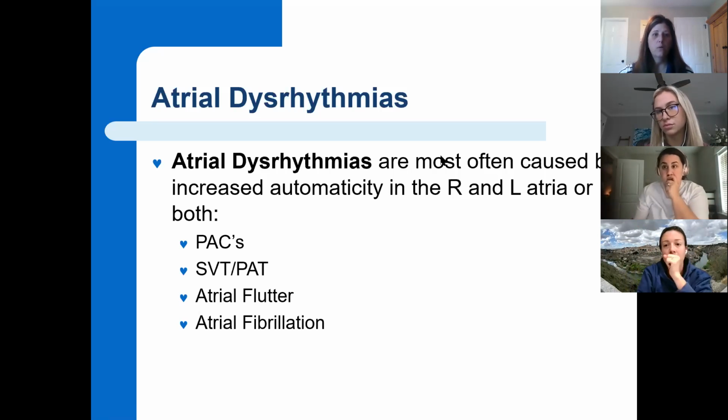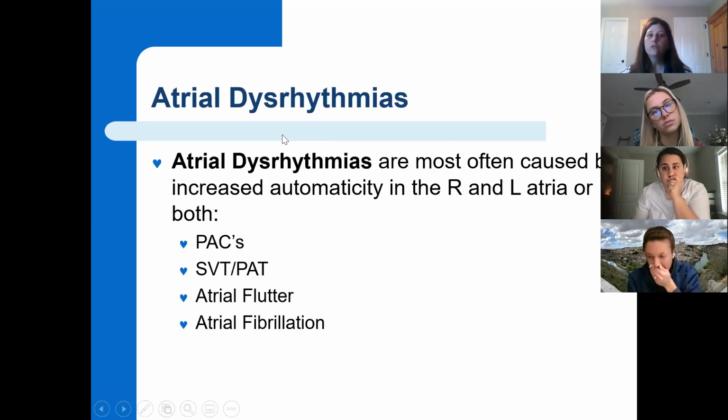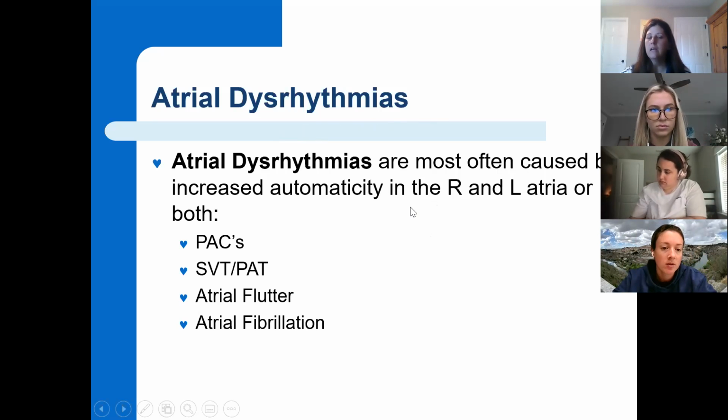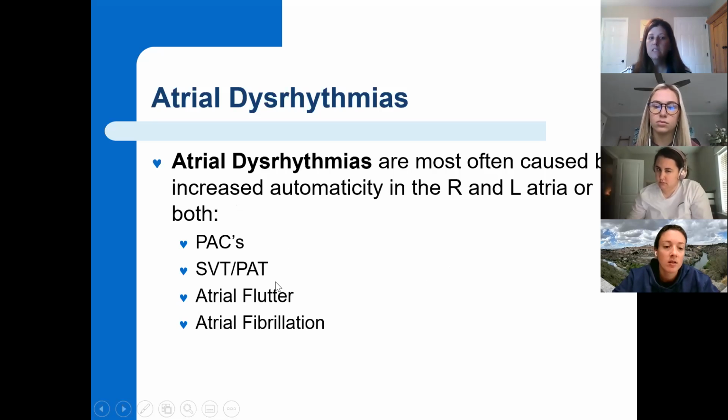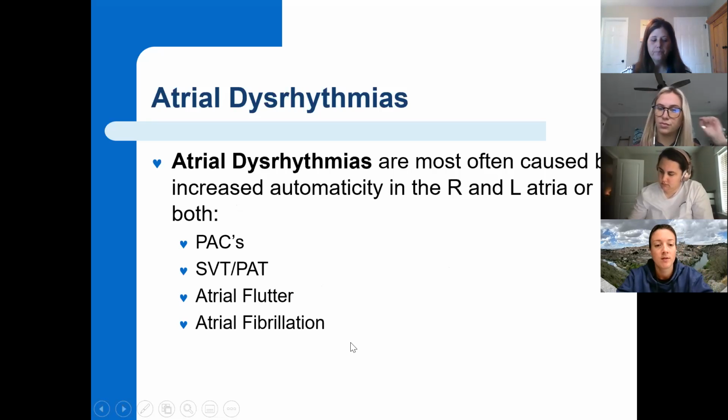Okay, so now we're moving into atrial dysrhythmia. Again, it means that there's something happening not quite so right. So, atrial dysrhythmia, most often caused by increased automaticity in the right and left atria, or it could be both. And these are the ones we're going to look at. PACs, SVT and PAT, which really are kind of used interchangeably, atrial flutter, and atrial fibrillation.